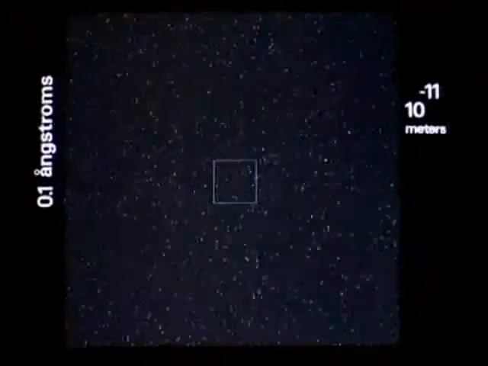At 10 to the minus 10 meters, 1 angstrom, we find ourselves right among those outer electrons. Now we come upon the two inner electrons held in a tighter swarm. As we draw toward the atom's attracting center, we enter upon a vast inner space. At last, the carbon nucleus. So massive and so small. This carbon nucleus is made up of 6 protons and 6 neutrons.